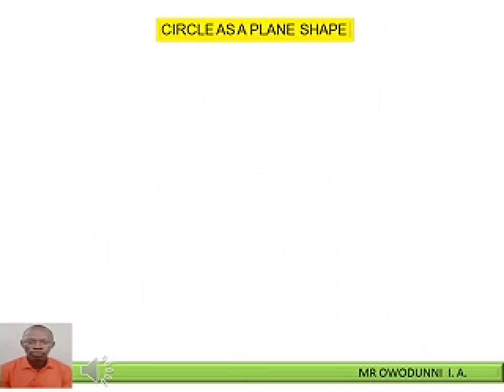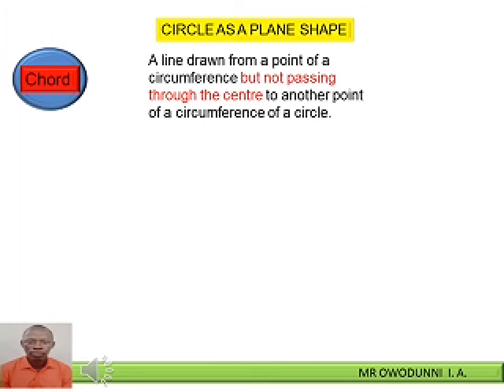Chord. It's a line drawn from one point of the circumference to another point of the circumference of the circle, but it must not be passing through the center. Note that when it is passing through the center, it becomes a diameter, but whenever it is not passing through the center, it is a chord. So they are both moving from one point of the circumference to another point of the circumference. A chord will not pass through the center, while a diameter will pass through the center.